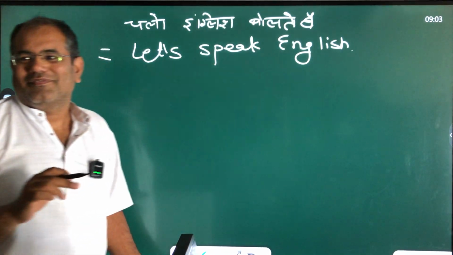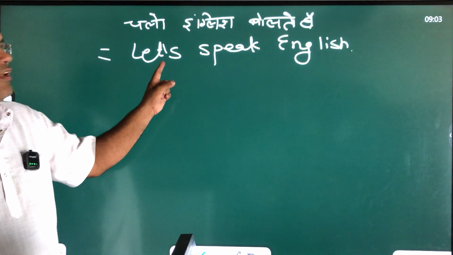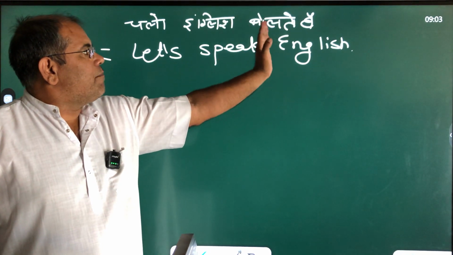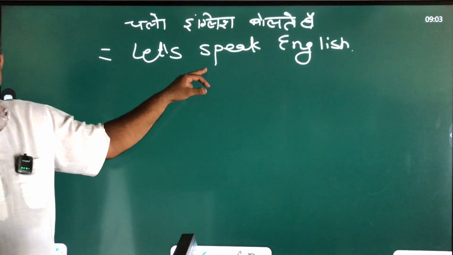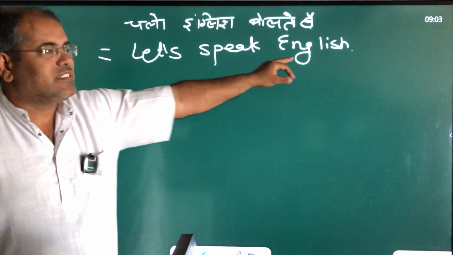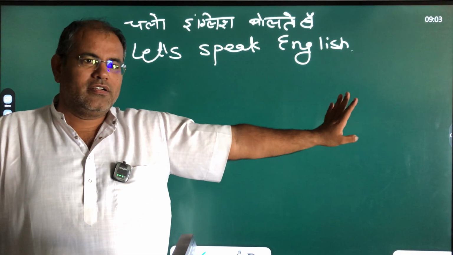Like that. It's very easy. At the first you have to use let's. Then MB's first form. MB is always given at the back, at the last. So we used here speak. Then the object is English. Is that clear? Yes, sir. Do you understand? Yes, sir.